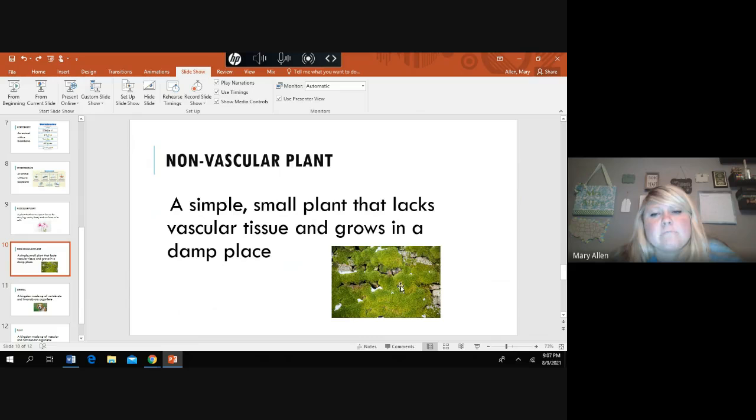Okay, for example, this is moss, and this is growing on the side of some rocks. Those don't have all of the traditional plant parts that you might think of, but they are still plants. They're just considered non-vascular instead of vascular. So a non-vascular plant is a simple, small plant that lacks vascular tissue, so it does not have that, and they must grow in a really damp place. Damp means wet. That's because they don't have all those same plant parts that can carry water throughout the plant, and so they need a little help. They need to be in a wet area.